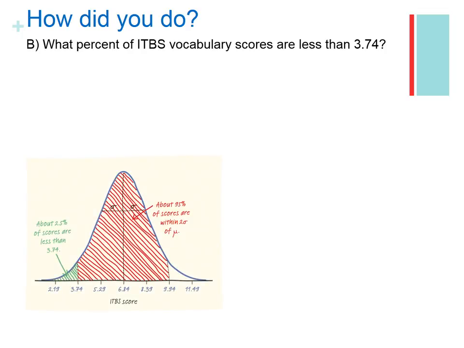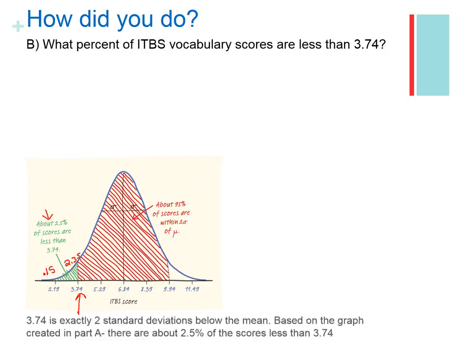Okay, all right, so let's just take a look here. So we said, what percent of scores are less than 3.74? Well, we had our curve labeled. If I shade in that area that's green, we had said that the area between 2 and 3 was 2.35, and then we had said this tiny little bit over here was 0.15. So about 2.5% of the scores are less than 3.74.